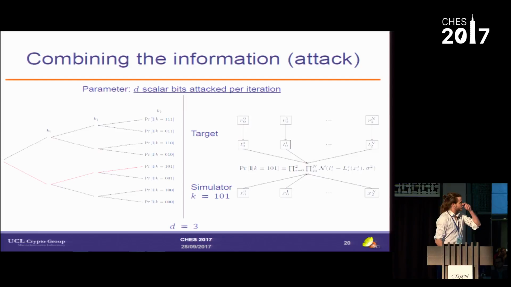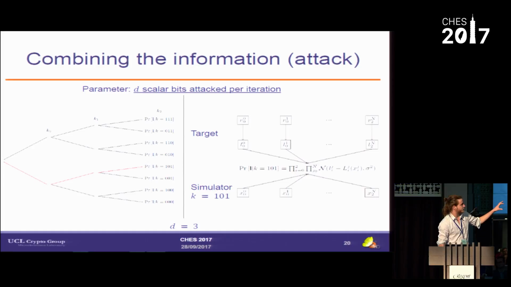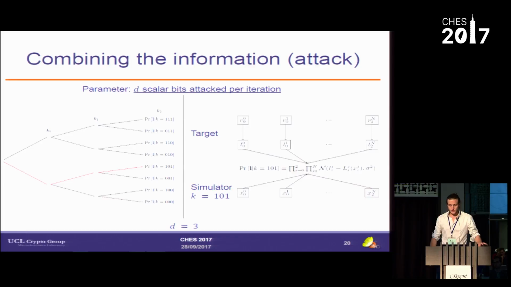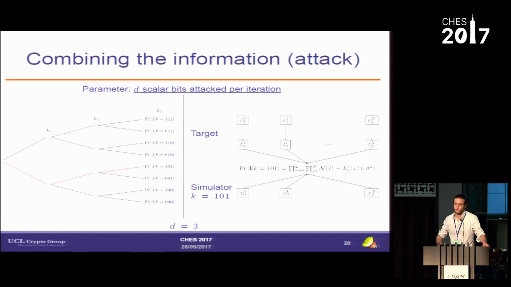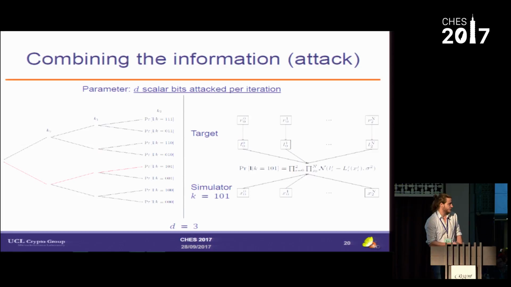So we have some kind of probability tree, because all the internal values depend on the value of the previous bits. Let's assume that we have d equal to 3, and we want to compute the likelihood that the scalar is equal to 101. On the right, we have the actual leakage, the actual register with some leakages, and on the top, we have a simulator, which simulates the full scalar multiplication and the full values of all these registers for these three key bits, if the value of the scalar is 101. And then, since we obtain probabilities from the information extraction phase, combining the information is basically just multiplying the probabilities.